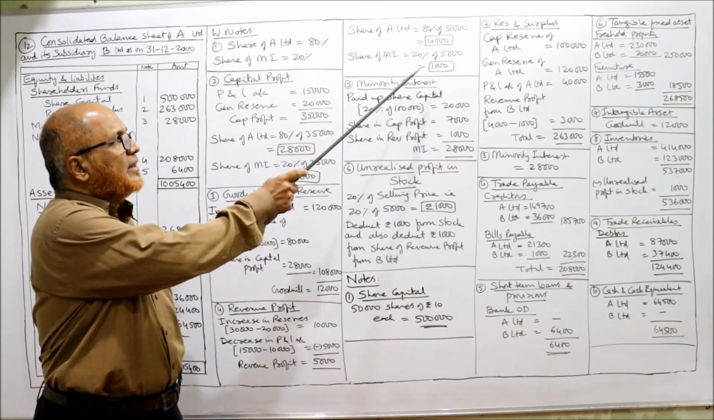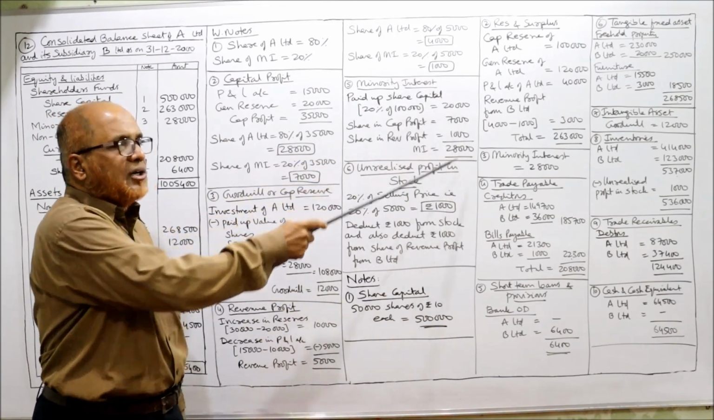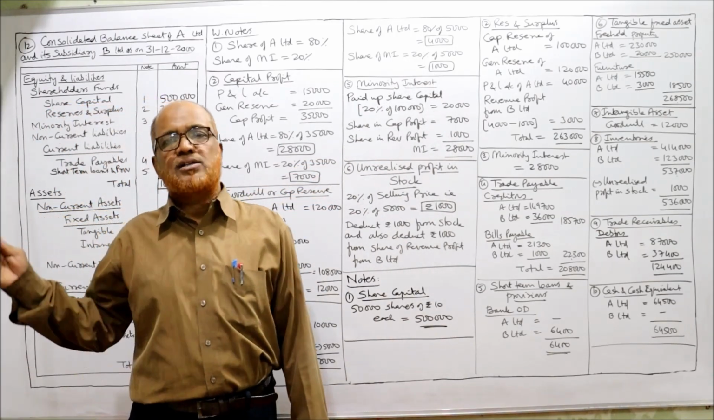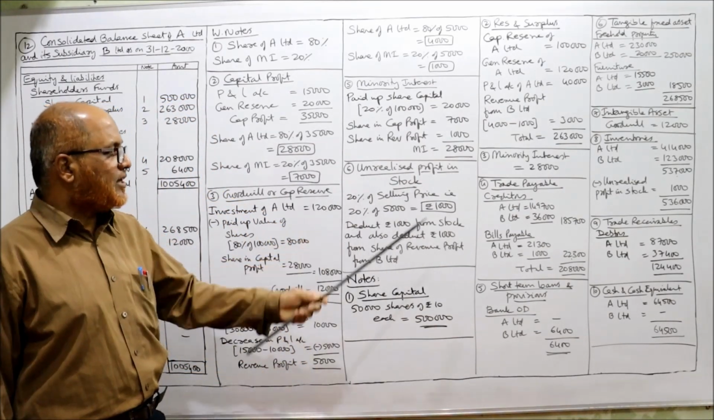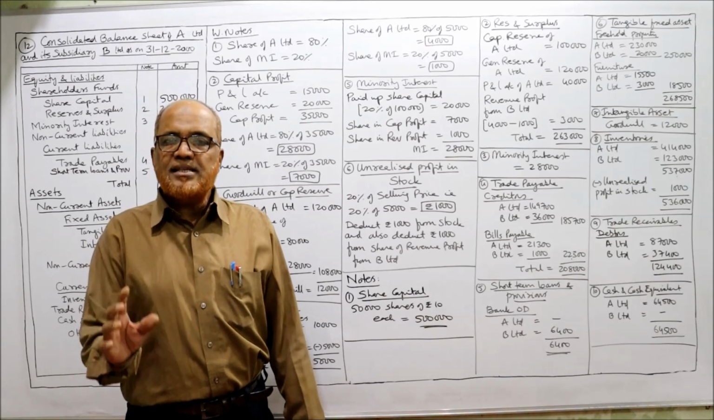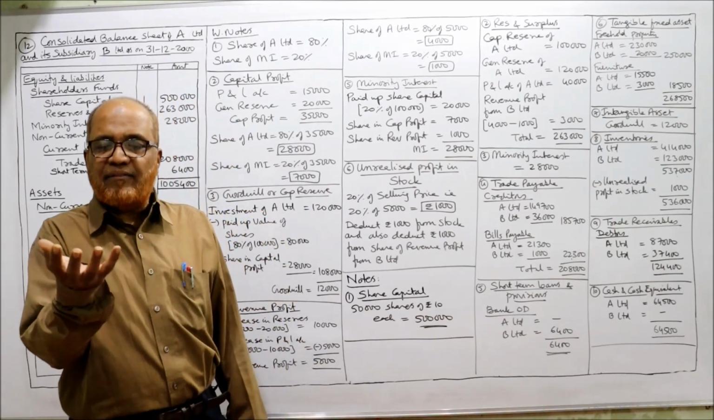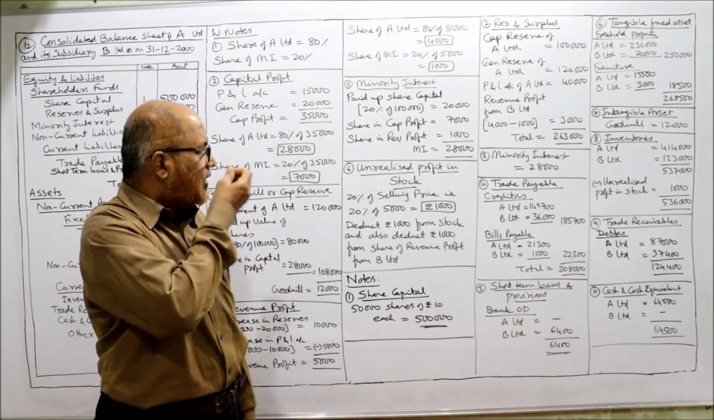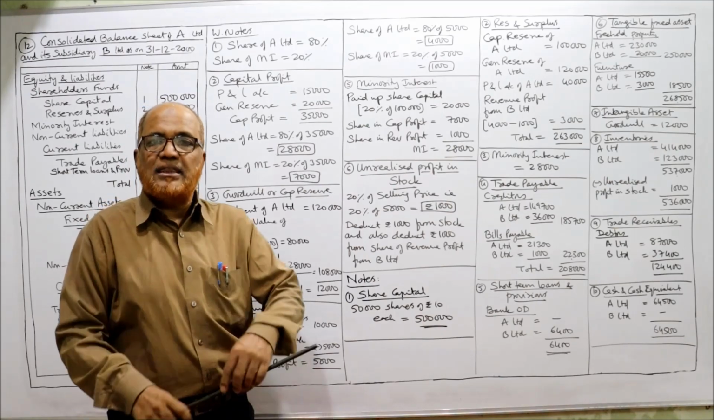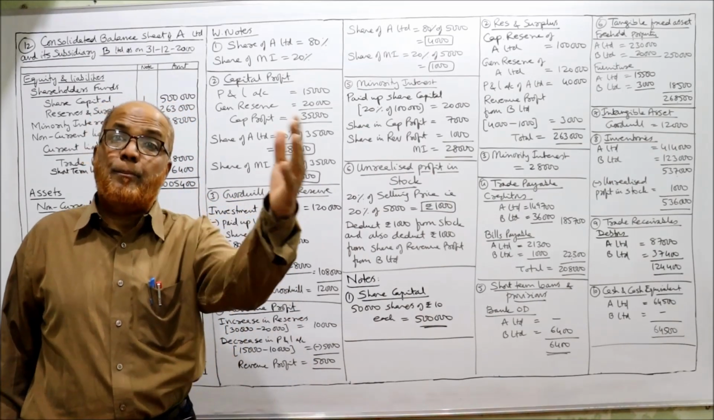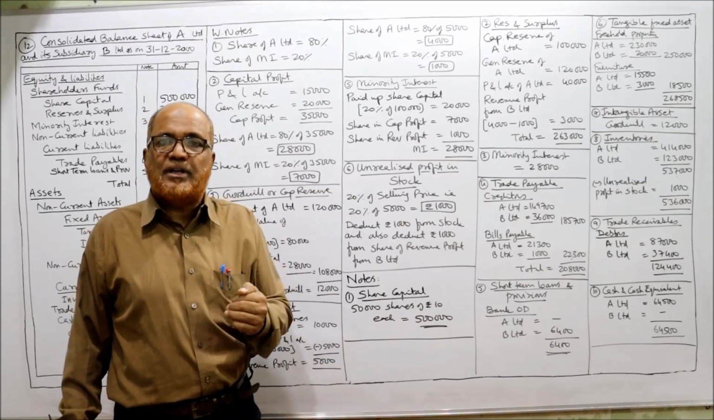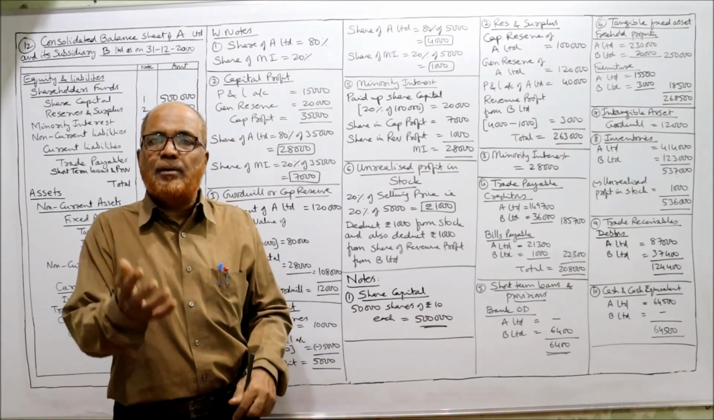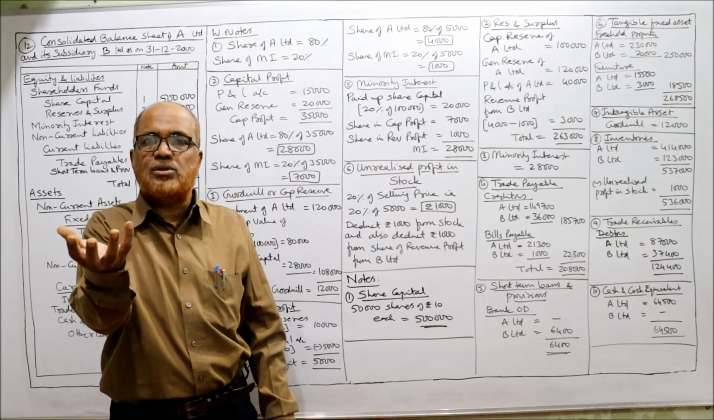Share in revenue profit 1,000, just now we have calculated. The total 28,000 minority interest will be taken here. Now, next one is unrealized profit in stock. It is given that A Limited is having 5,000 rupees worth of stock, and this stock has been purchased from B Limited. Holding Limited purchased it from Subsidiary Limited, and Holding Limited is having the stock of 5,000.